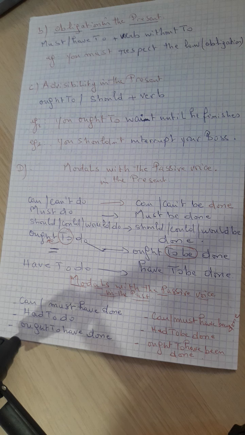Now for the modals in the past, with the passive voice. So here the same example. He must have done his work: his work must have been done. Okay, remember, his work must have been done. He had to do his work: his work had to be done. And he ought to have done his work: his work ought to have been done.